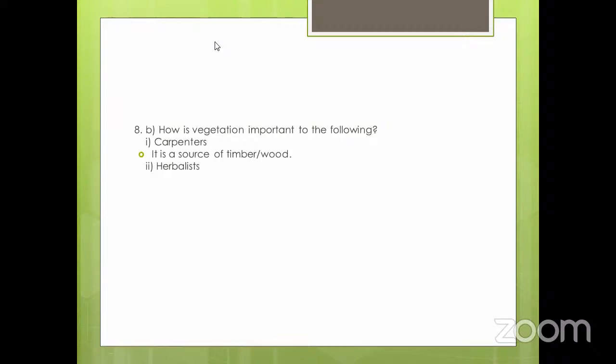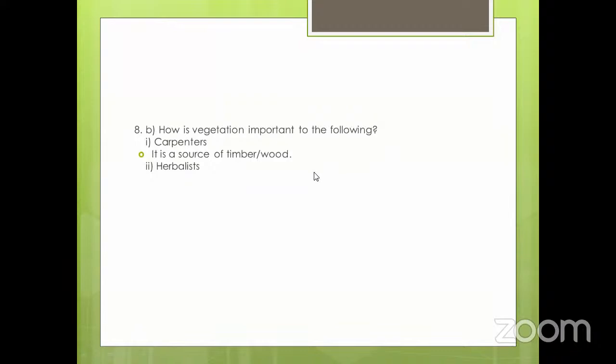What are herbalists? Have you ever seen those people who sell herbs? Someone is saying, who are herbalists? Herbalists are those people who sell herbal medicine, or you simply say they sell herbs. And I'm sure some of you have ever taken herbal medicine, not so? So the response is already there. I've already given you. It is a source of herbal medicine.